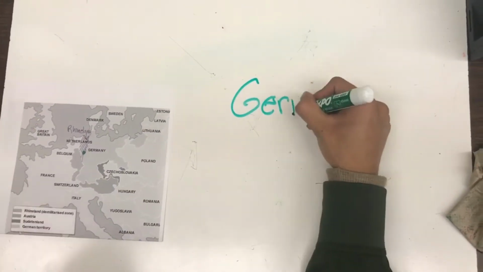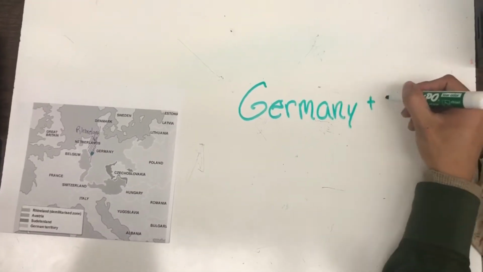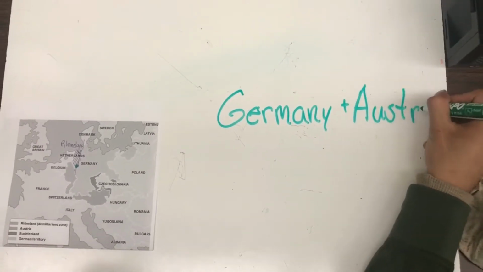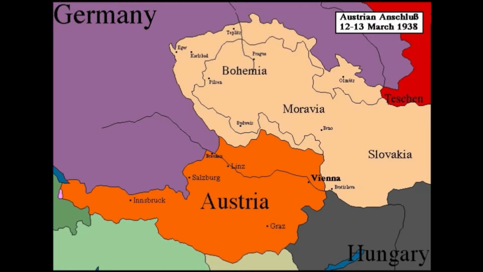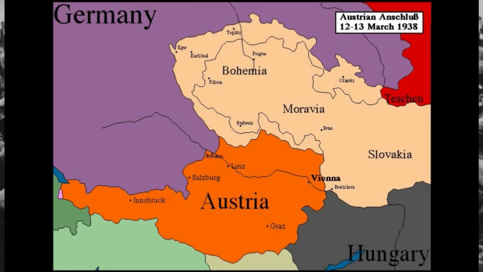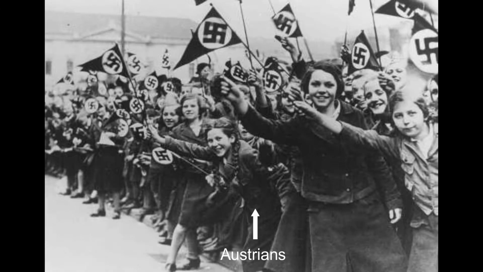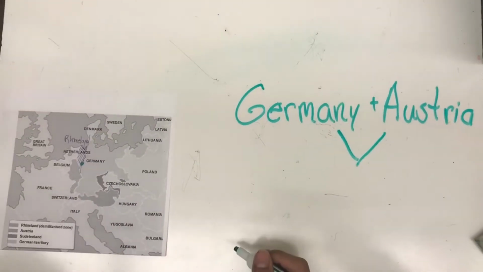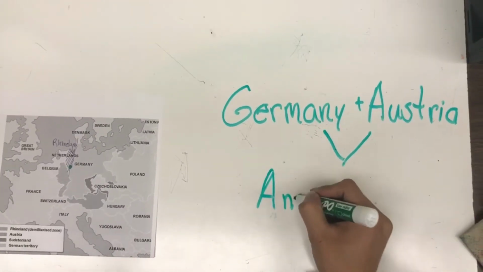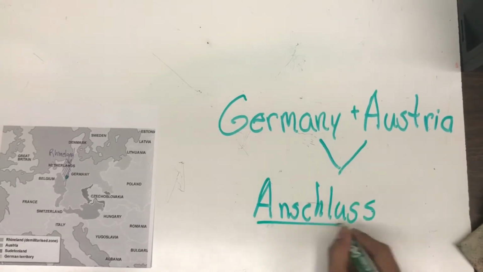In 1938, Germany again defies the Treaty of Versailles when they unite with Austria. This was possible due to a coup d'état set up by Nazis to overthrow the Austrian government in March of the same year. With the existence of popular support for the Nazis in Austria, the unification of Germany and Austria was made possible. This unification was known as Anschluss, or annexation.